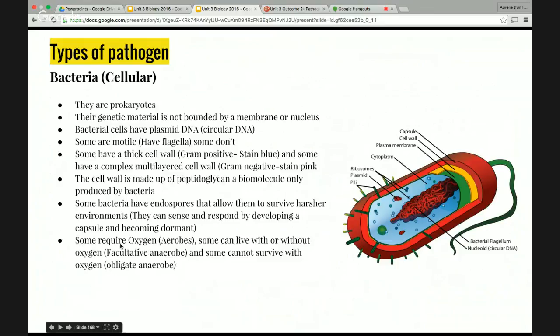Some bacteria require oxygen. They are called aerobes. Some can live with or without oxygen, and those are called facultative anaerobes. And some cannot survive with oxygen at all, and they are called obligate anaerobes.